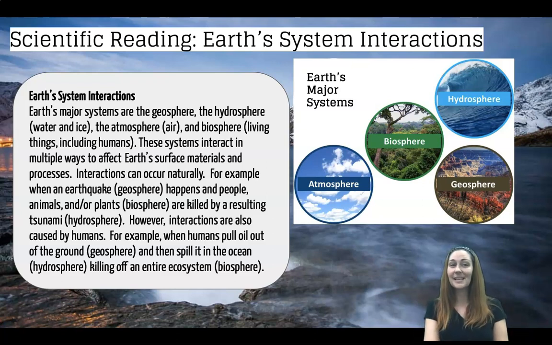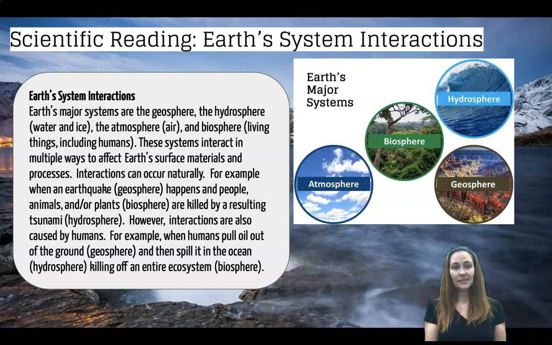So Earth systems interactions. Earth's major systems are the geosphere, the hydrosphere, which is the water and ice, the atmosphere, our air, and biosphere, living things, including humans. Now, these systems interact in multiple ways to affect Earth's surface materials and processes. We'll get to that. Interactions can occur naturally.